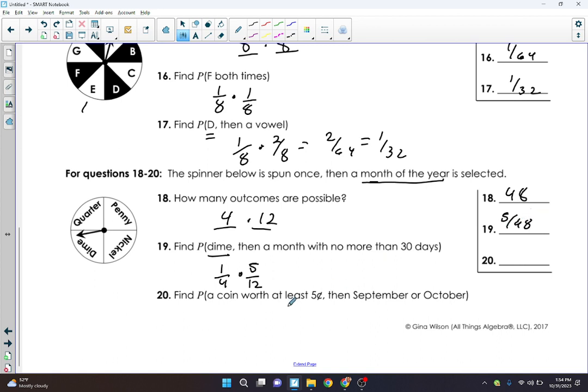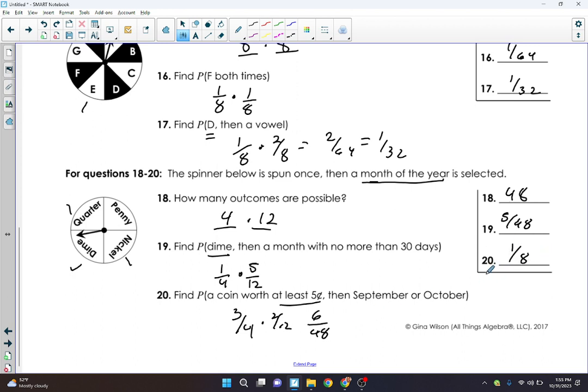What's the probability of a coin that has at least 5 cents? So it's a nickel, a dime, and a quarter. It at least includes 5. Yeah, because I have at least 5 cents. I could have 5 cents. When would it not include it? If I meant the other direction, it would say more than 5 cents. And then September or October. So there's only 2 months, September and October. So 2 over 12. And then that's going to be 6 over 48 or 1 over 8.